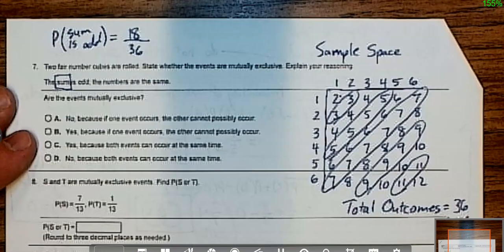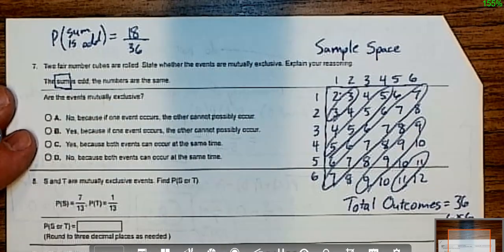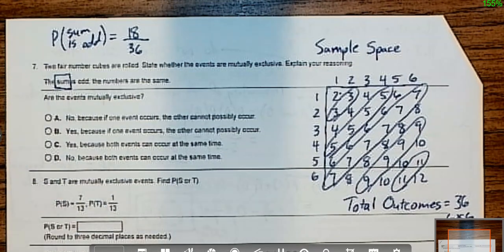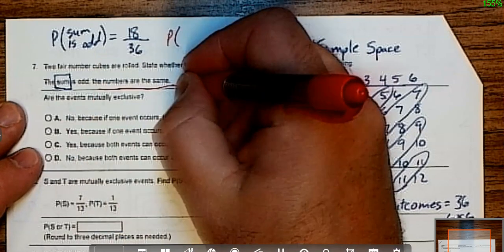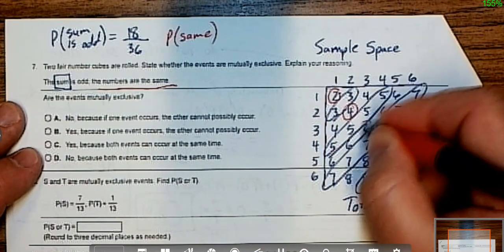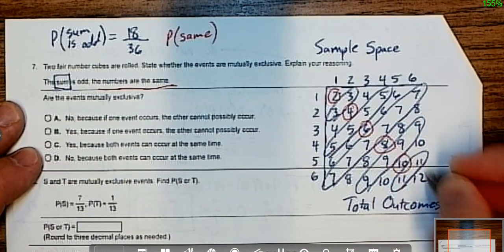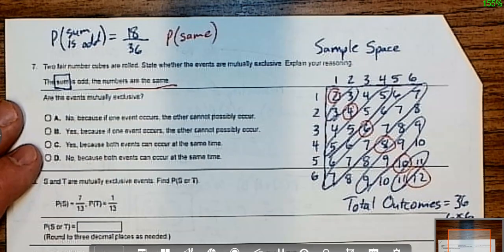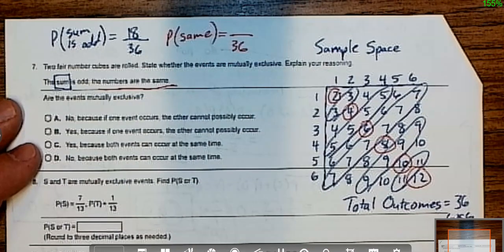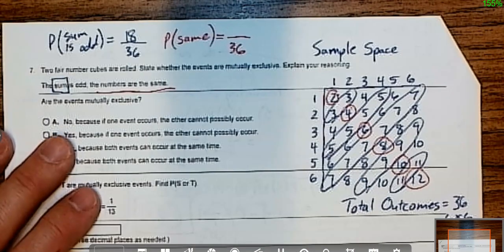But hopefully you all know that. What is the probability that the numbers are the same? That would be rolling a 1 and a 1, or a 2 and a 2, or a 3 and a 3, 4 and a 4, 5 and a 5, 6 and a 6. How many of the 36 options are in that group? I circled them in red. 6 of them.